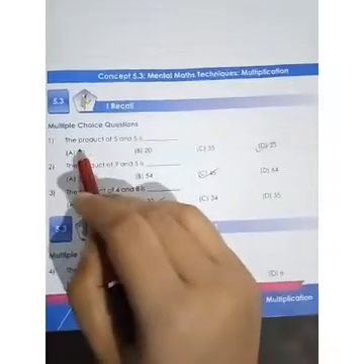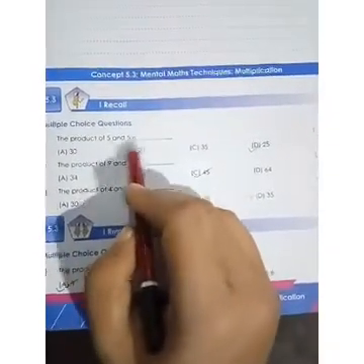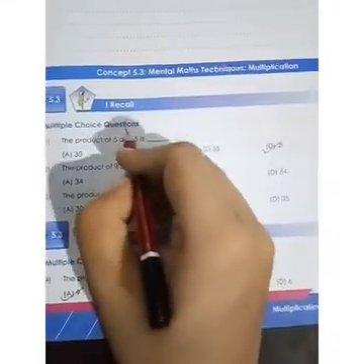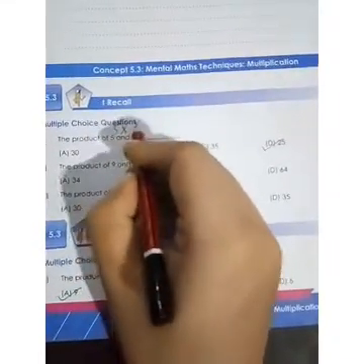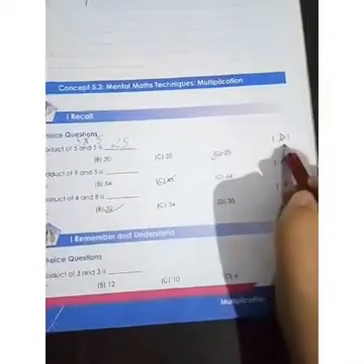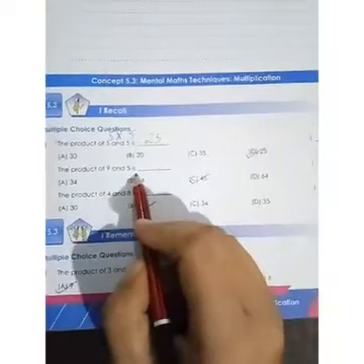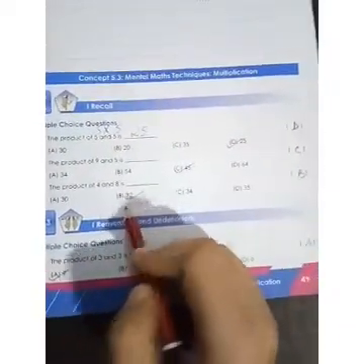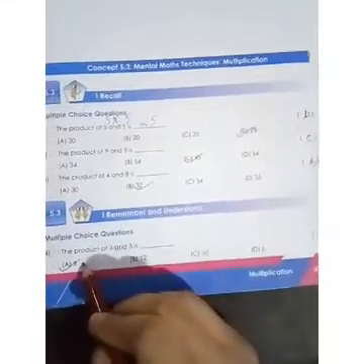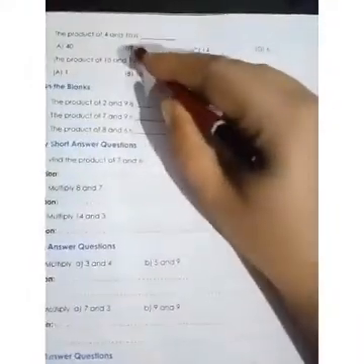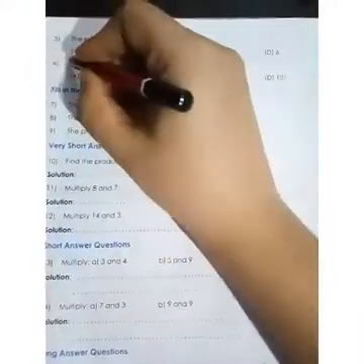Let us look at the question. The product of 5 and 5 is... So product, we already know the answer, and 5 and 5 means 5 into 5. 5 into 5 is how much? 25. The correct option is D. Give a tick mark in D. The product of 9 and 5 is 45. The product of 4 and 8 is 32, option B. The product of 3 and 3 is 9, option A. Similarly, the product of 4 and 10 is 40.